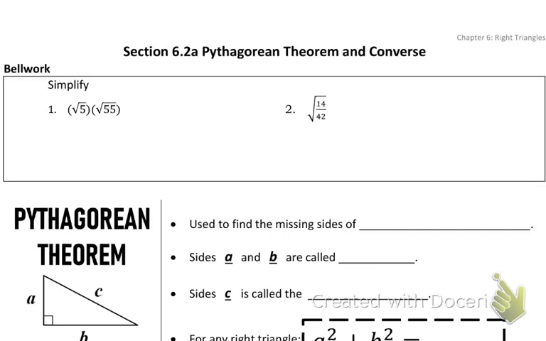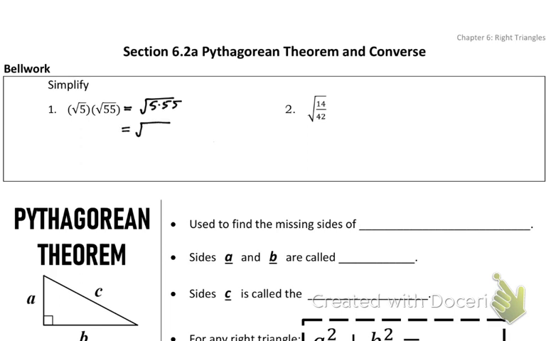Multiplication. This only works for multiplication, not addition. If this was square root of 5 plus square root of 55, there's nothing we could do. If there was a plus there, there's nothing you can do. But because there's a multiplication, we can rewrite it as one big square root of 5 times 55.